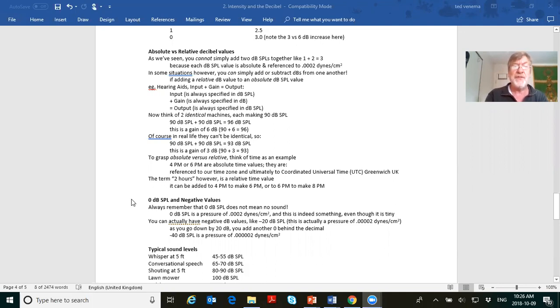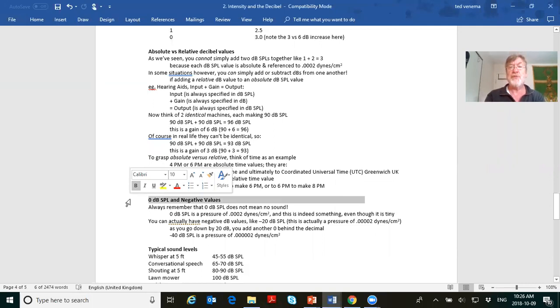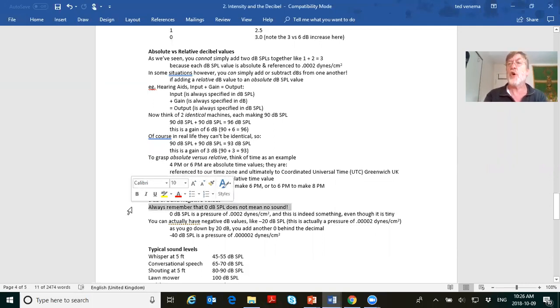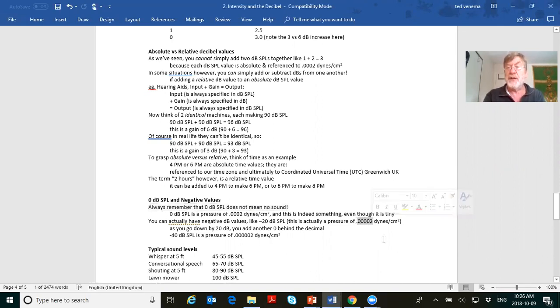The last thing here is dB SPL and negative values. Always remember that 0 dB SPL does not mean no sound. It's simply the softest it took for a normal hearing human to hear a 1,000 Hertz tone at 1 meter distance with 2 ears. If I decreased the pressure by a factor of 10, then you'd have 0.00002, 4 zeros in front. And that would actually be minus 20. Remember, if you increase the pressure by a factor of 10, you go up by 20 dB. If you decrease the pressure by a factor of 10, you go down by 20 dB. And that's provided everything is identical again.